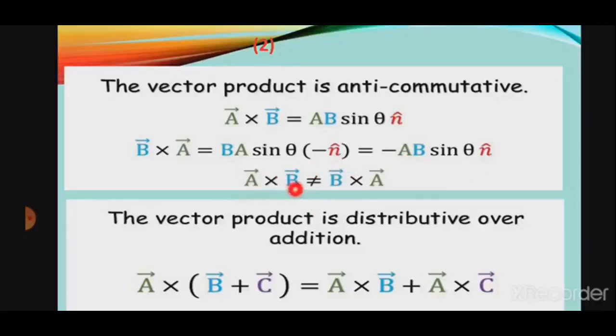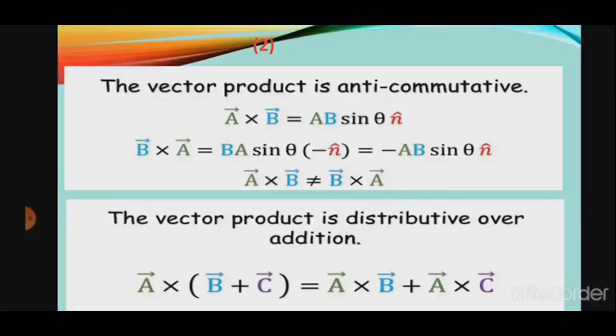So A vector cross B vector is not equal to B vector cross A vector. Are you clear? It is worthwhile to note that the modulus of A vector cross B vector is equal to AB sin theta. In the case of the product vectors A cross B and B cross A, the magnitudes are equal but opposite in direction, opposite to each other.